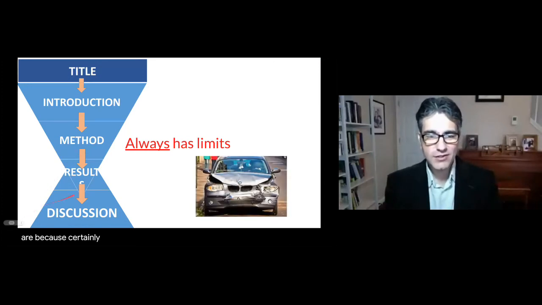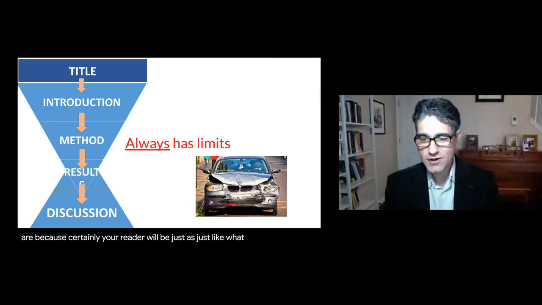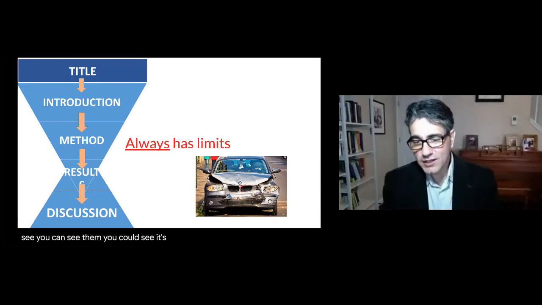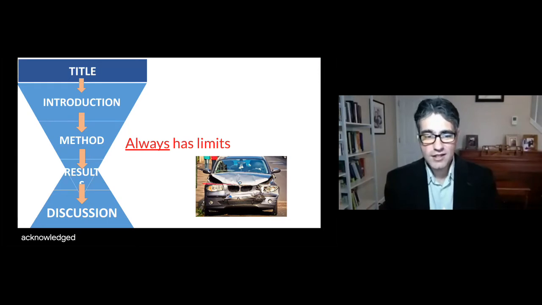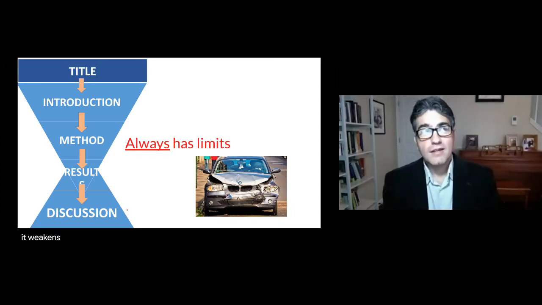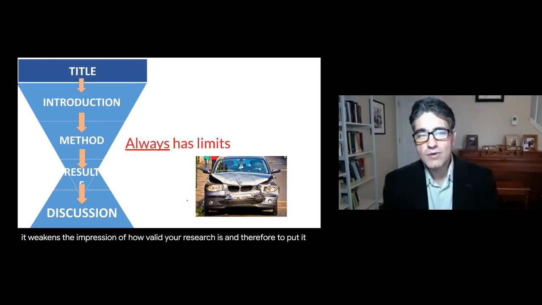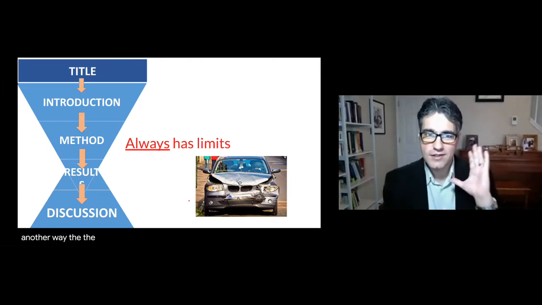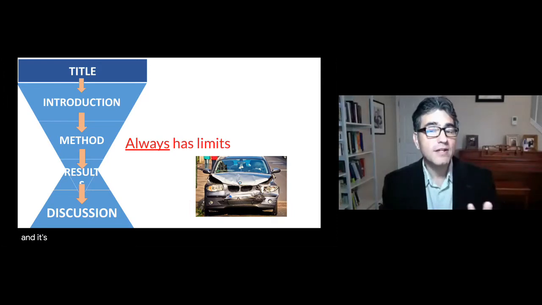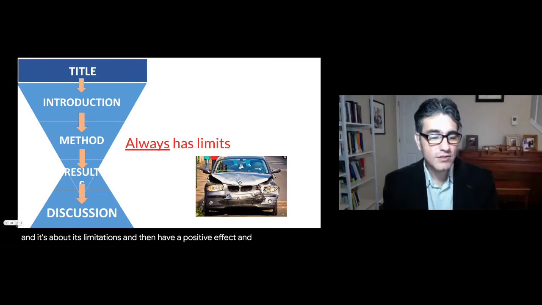because certainly your reader will be, just like with this car here, you can see it's really clear, and if they're not acknowledged, then this just weakens the strength of your article. It weakens the impression of how valid your research is, and therefore, to put it another way, the cognizance of your method and being honest about its limitations, then have a positive effect, and it's strengthening your article.